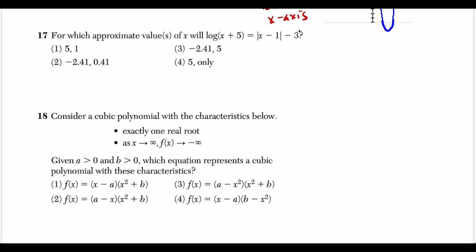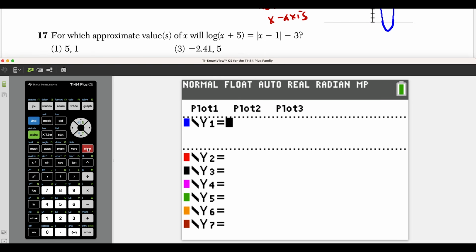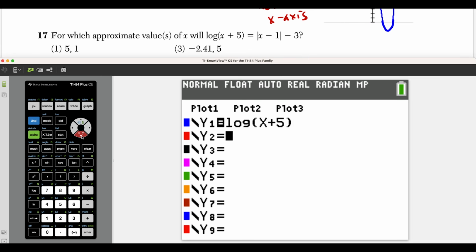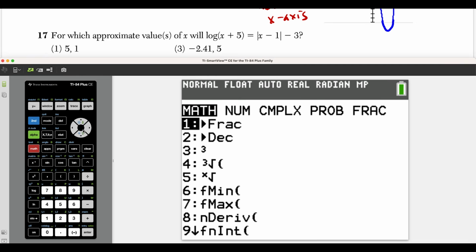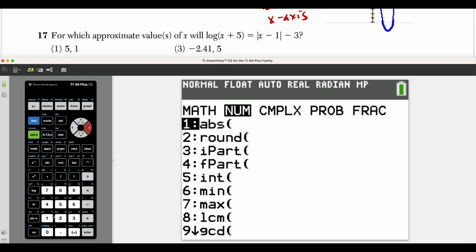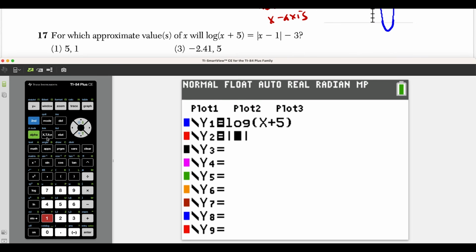Question 17, we're solving this equation, and we're going to have to use the calculator again. So let's go back to the y equals, and on the left side, we have log of x plus 5. And now this is equal to, so we're going to write the next part of the equation in the y2 spot. Absolute value is math, go to the right and go to ABS. And then we've got x minus 1. Hit the right arrow to get out of there, and we write our -3.